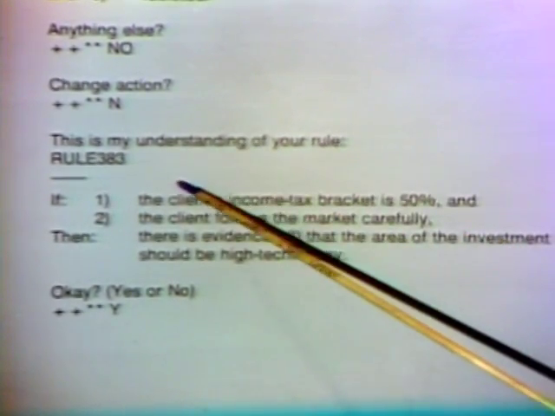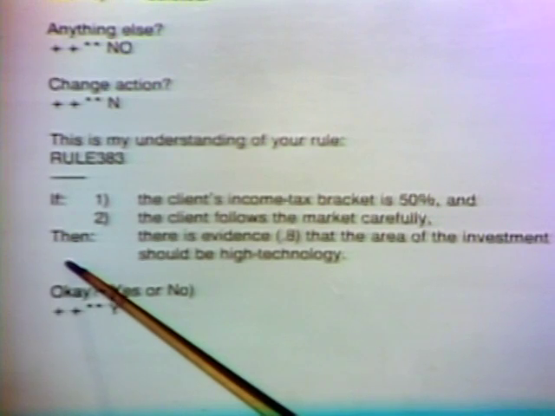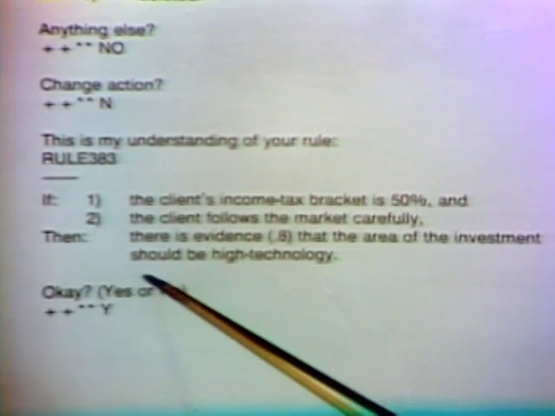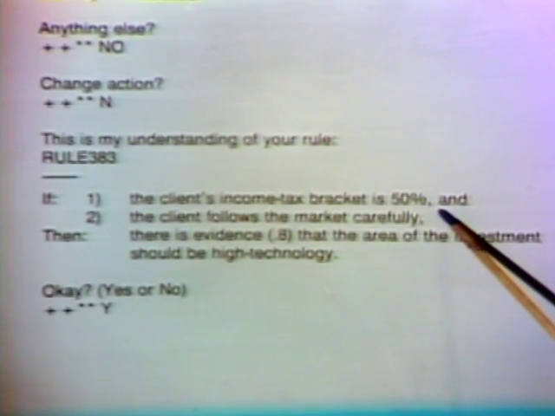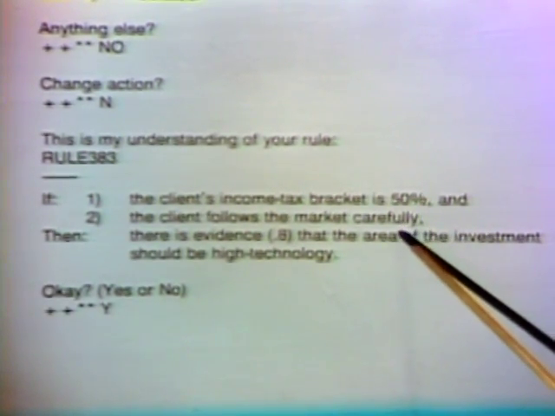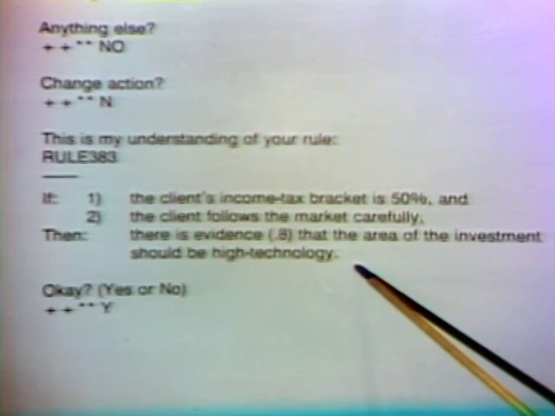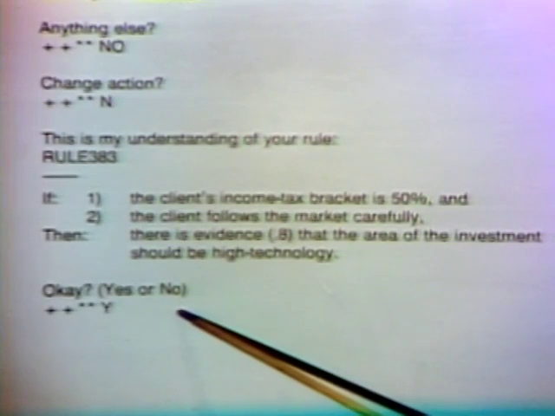So since we seem to be finished here, as far as the expert's concerned, the system reviews it and says, all right, here's my current understanding of your rule. If we're in the 50% income tax bracket and this guy follows the market carefully, we've got some evidence that it should be a high technology investment. Is that okay? The expert says, yes, indeed.